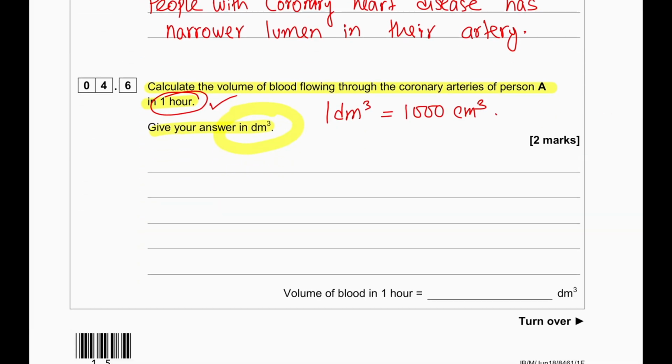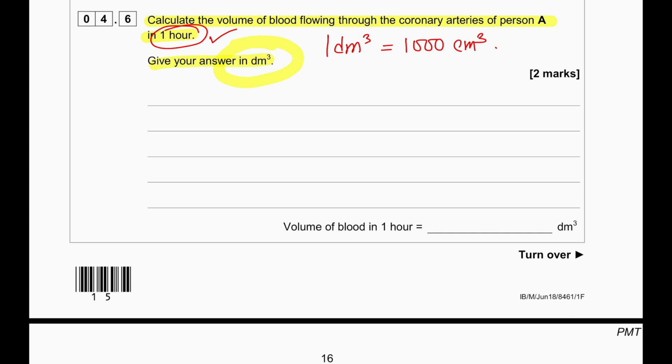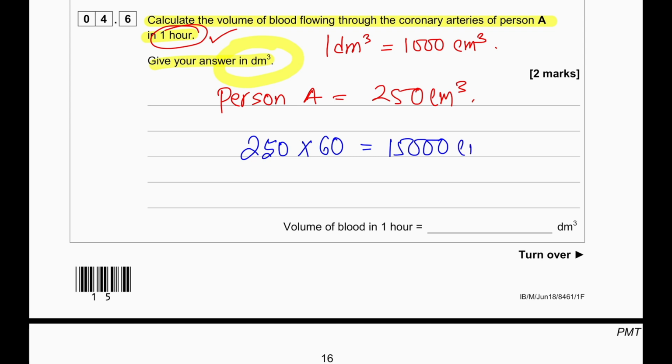Alright, so now we will calculate per hour. For person A, the blood flow was 250 cm³ per minute to that particular artery. So we will multiply 250 by 60 minutes in an hour, and this will give us 15,000 cm³. Now, since we know that 1 dm³ is equal to 1000 cm³, we can divide this 15,000 cm³ by 1000, and our answer is going to be in dm³.